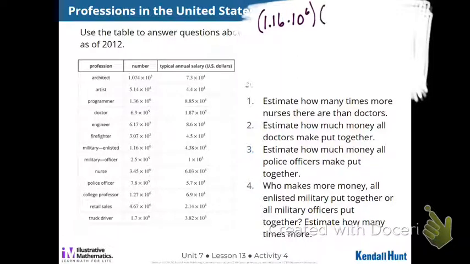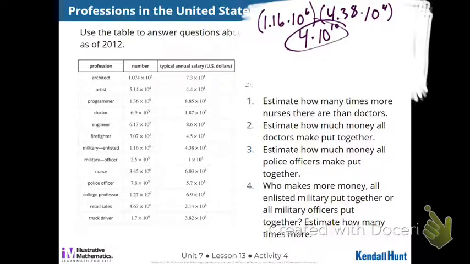Each one makes $43,800 a year, which again isn't much money to get shot at, but they get stuff like living expenses, potential pension, food, but still, that doesn't seem like that much. So I'm going to do 4 times 1 here. Get 4 times 10 to the 10th.